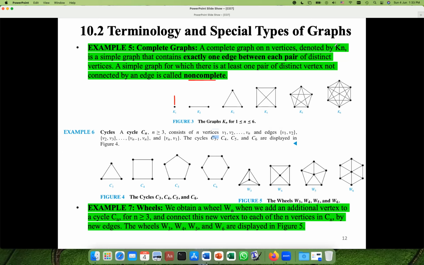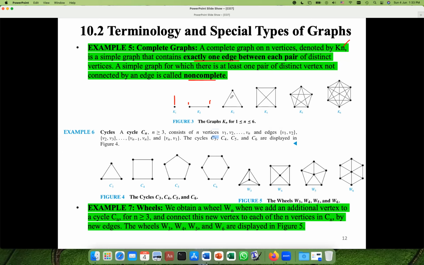Now when you have n equal to 2, so K2, it means your graph contains two vertices and exactly one edge. No multiple paths, you can draw only one edge. Draw that one edge, and now this is K2. Is it a complete graph? Yes.